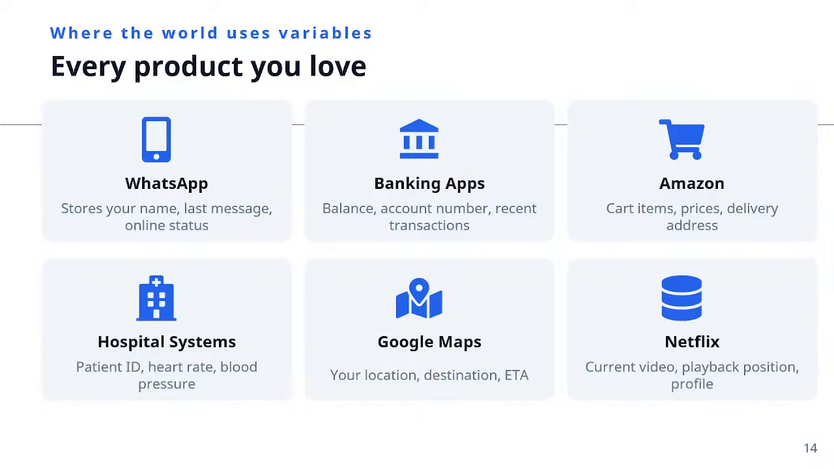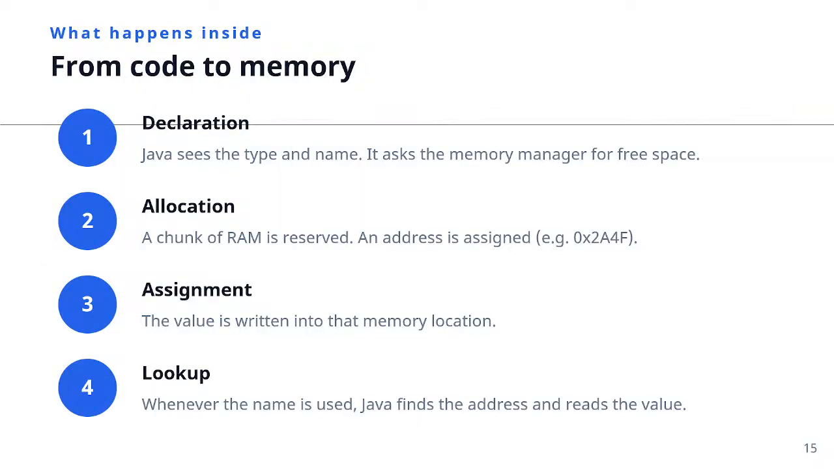So this is the whole story of this slide, and let us see what happens inside the computer when we write that line. First, Java sees the declaration. Second, it asks the memory manager for some space, and third, it stores the value inside the space, and fourth, it remembers that the name points to the memory location.